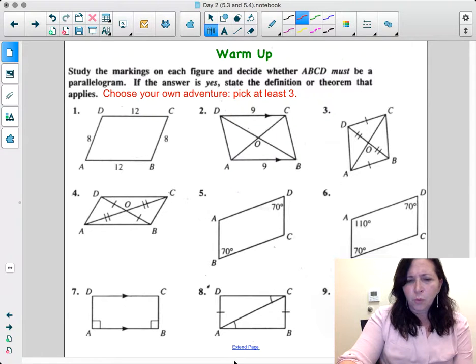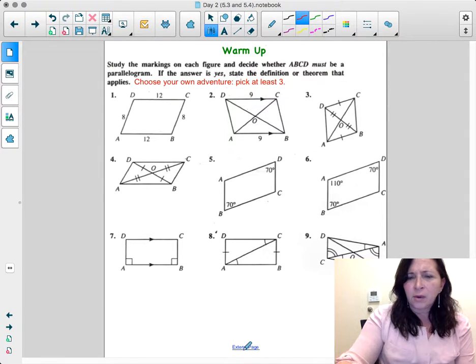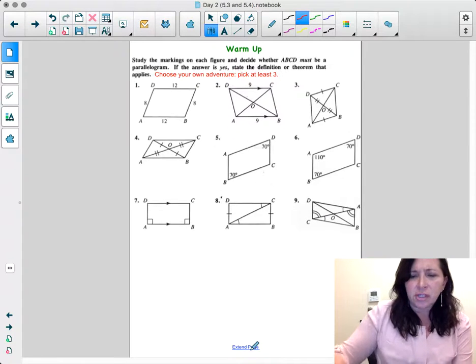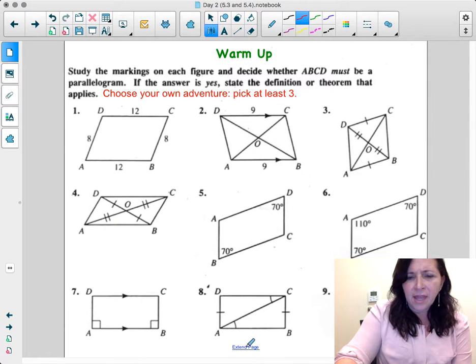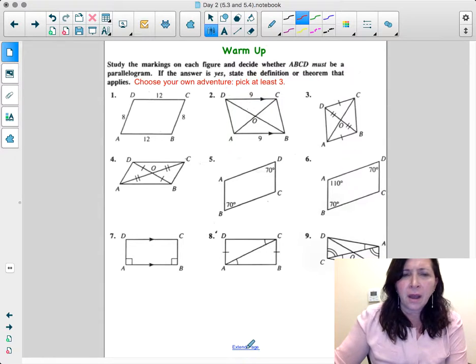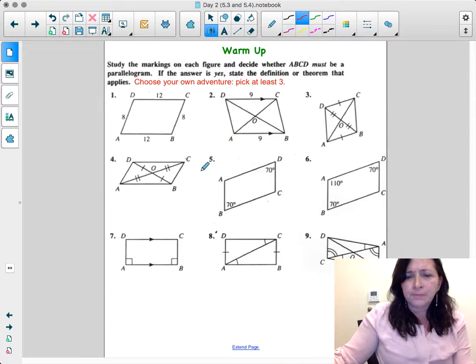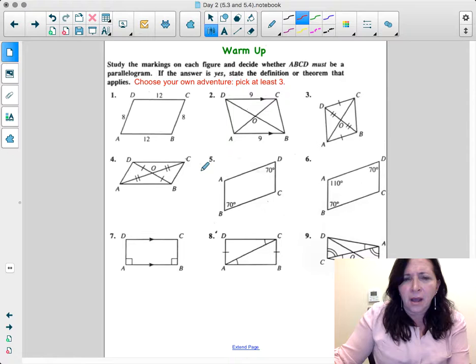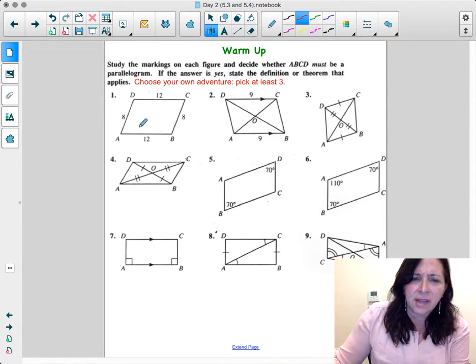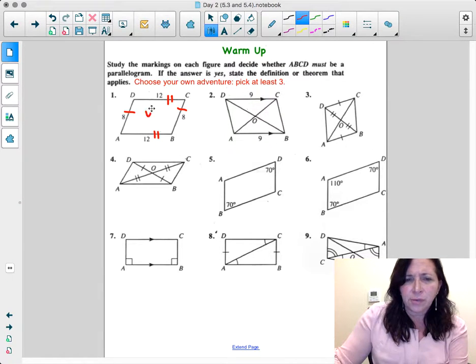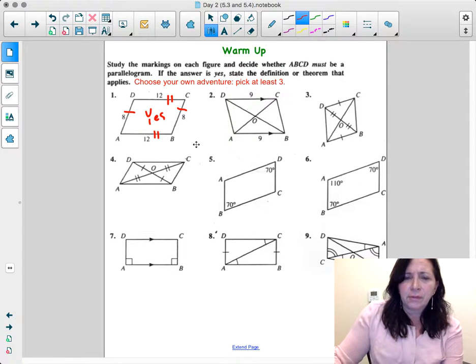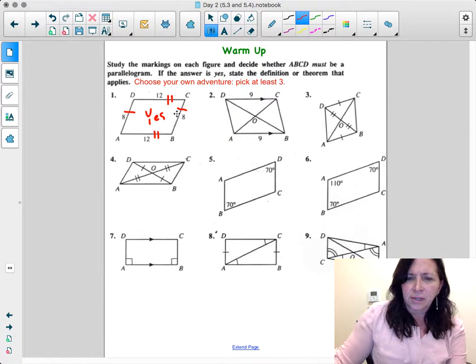And so today we're going to talk about some special parallelograms. We're going to first warm up and try to determine whether or not these shapes are parallelograms. In doing so, you might want to pause the video for a minute, go through these and try to figure out what you think, if they're parallelograms or not. So for this first one, this is 8, it's congruent to 8. 12 is congruent to 12. So this would be a yes, because both pairs of opposite sides are congruent.